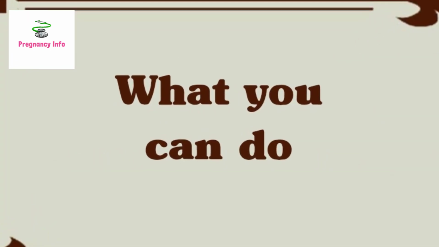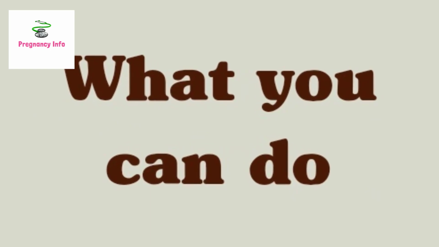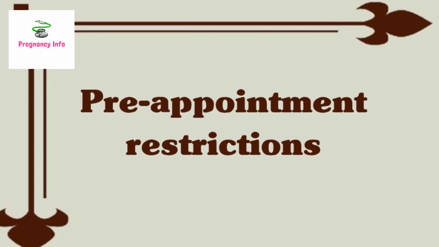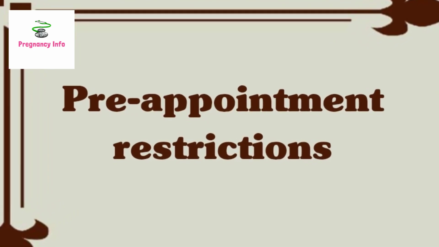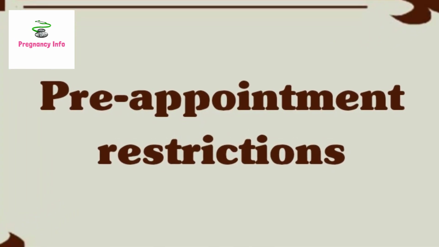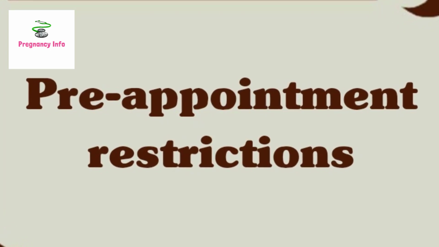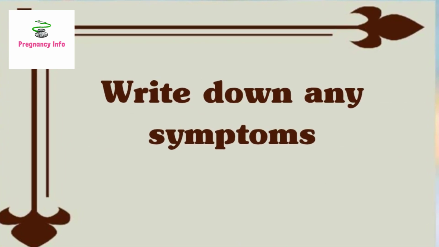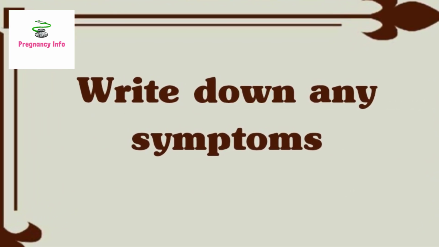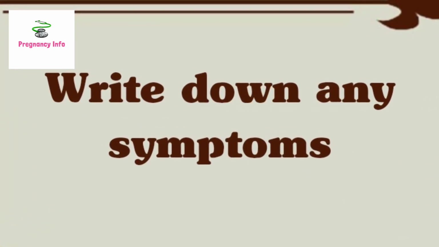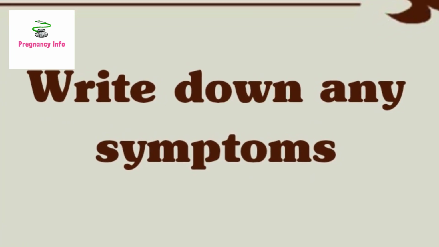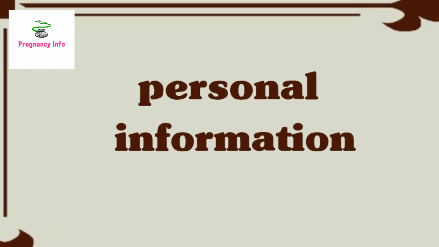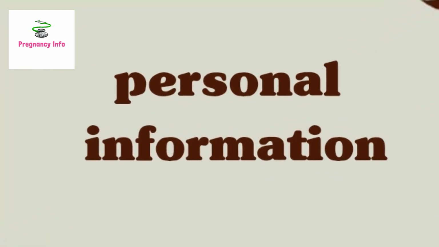In this situation, what do you have to do? Number 1, be aware of any pre-appointment restrictions. By the time you make the appointment, ask if there is anything you need to do in advance, such as refraining from ejaculation for a certain period of time or stopping certain medications. Number 2, write down any symptoms you're experiencing, including any that might seem unrelated to the reason for which you scheduled the appointment. Write down key personal information, including any major stresses or recent life changes.